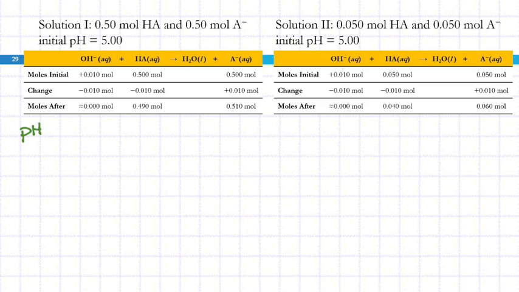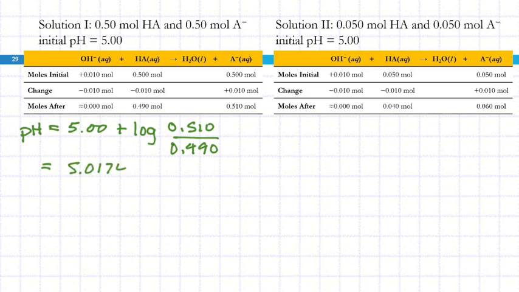So let's calculate the pH of the solution after adding the hydroxide. So pH equals pKa plus the log of the base concentration. Here's our base. It's 1 liter, so 0.51 moles would be 0.51 molar. And the acid is 0.49. We get 5.0174.